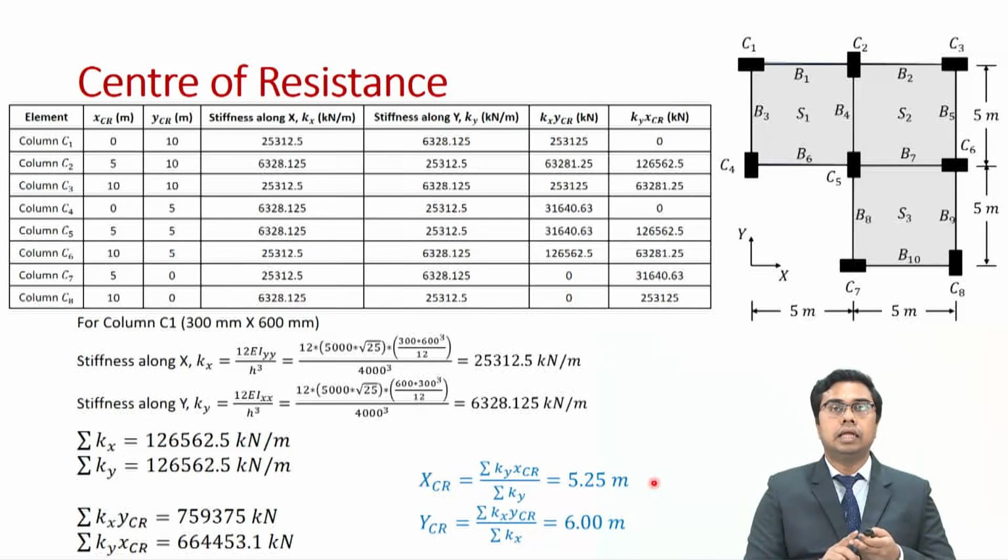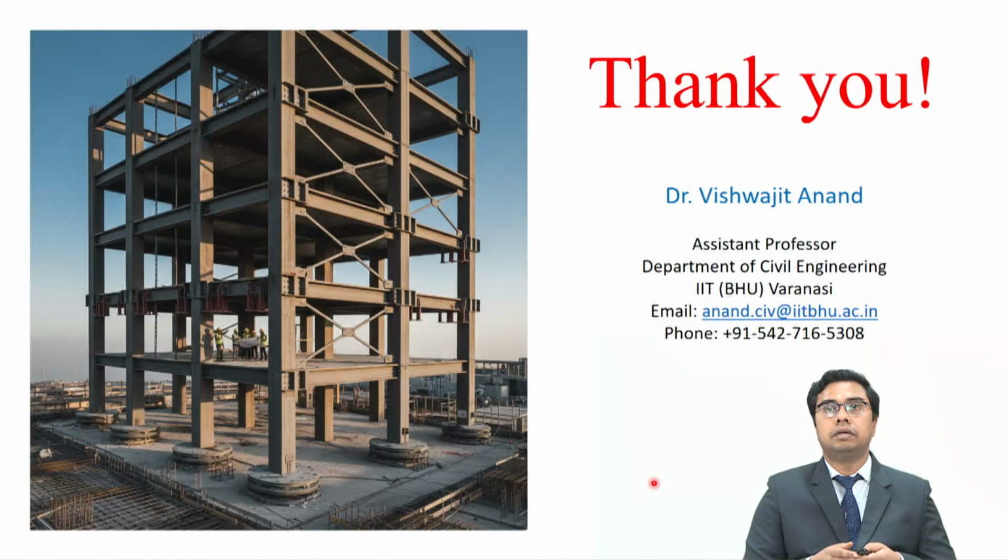We find that the center of mass and center of resistance are not located at the same point, and therefore this building will undergo some torsion. In the next class, we will discuss how we consider this torsional irregularity in the building using eccentricity. Thank you.